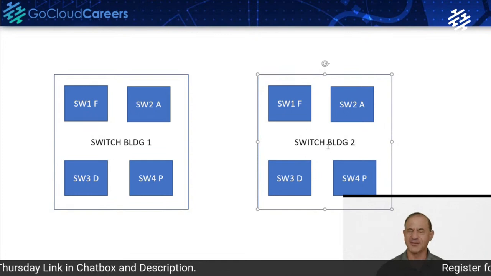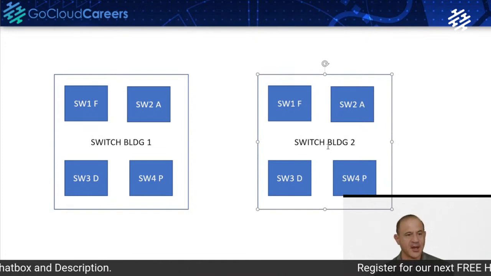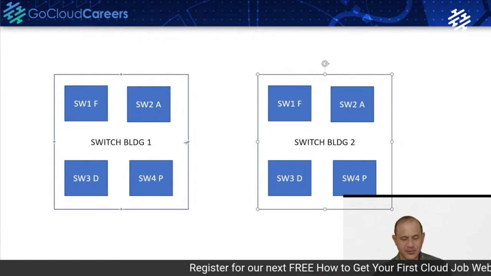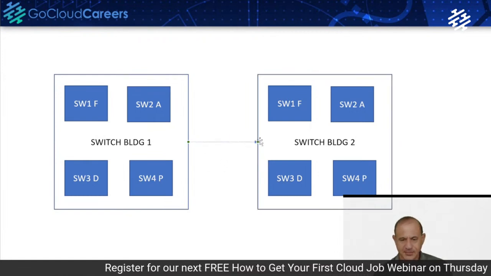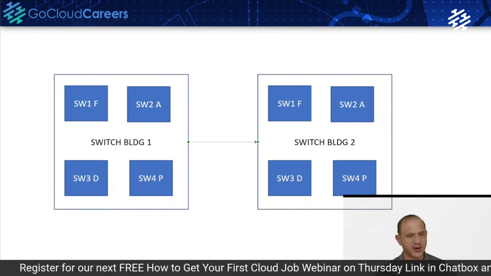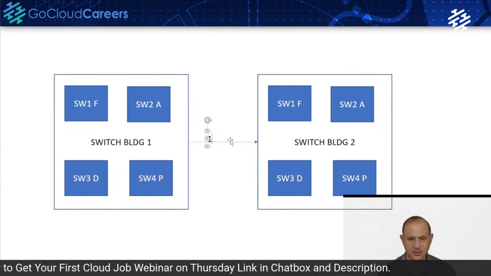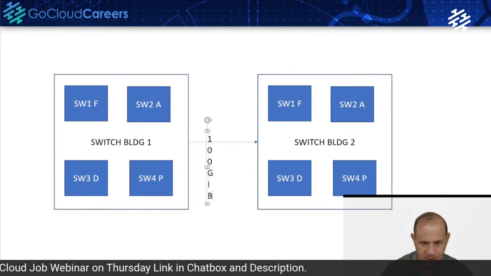But I've got fiber buried under the ground. So I now have one piece of fiber between point A and point B. But let's say it's a powerful fiber. It's 100 gig fiber. So I've got lots of speed that I can do between buildings, 100 gig.